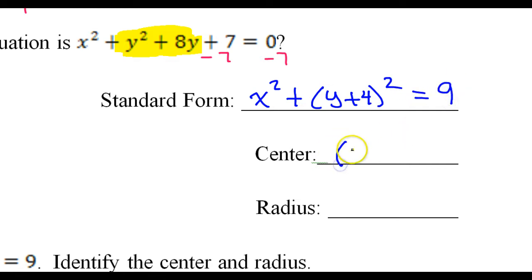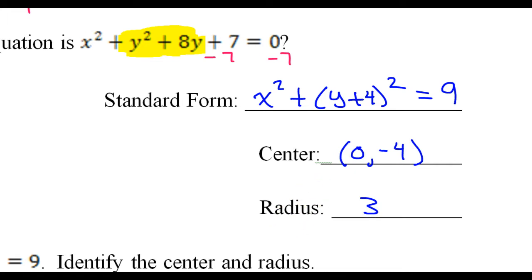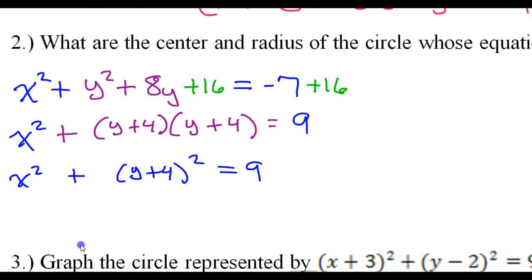So with that in mind, the center is going to be 0, comma, negative 4. Alright, because this x squared is like x minus 0. And then of course the opposite right there. Now this is the radius squared, that means the radius must be 3. Okay, so that was it for number 2.